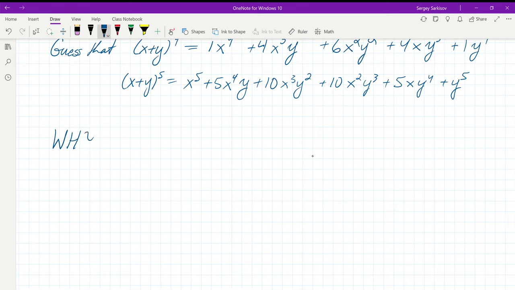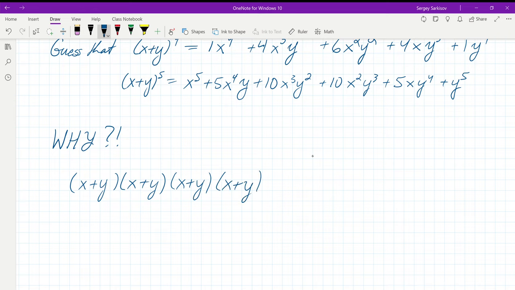Well, let me give you kind of the combinatorics answer to that. Okay. So look, let's do this: x plus y times x plus y times x plus y times x plus y times x plus y, and let's just keep it there. Let's do 5. Well, what we're going to do is this.